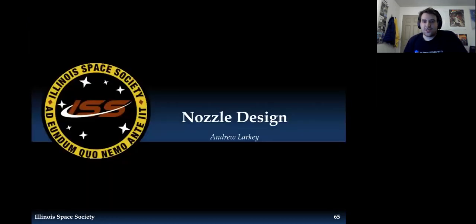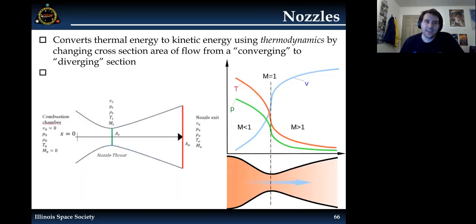And we're going to start with nozzles. So the nozzle is a hardware component that converts thermal energy to kinetic energy. And what that means is the thermal energy is the combustion that happens in the combustion chamber, and kinetic energy is those combustion particles moving at a high velocity. So it does this by changing the cross-section area of the flow that moves through it, from a converging, which means coming towards a small throat area, to a diverging, which is where it opens up.